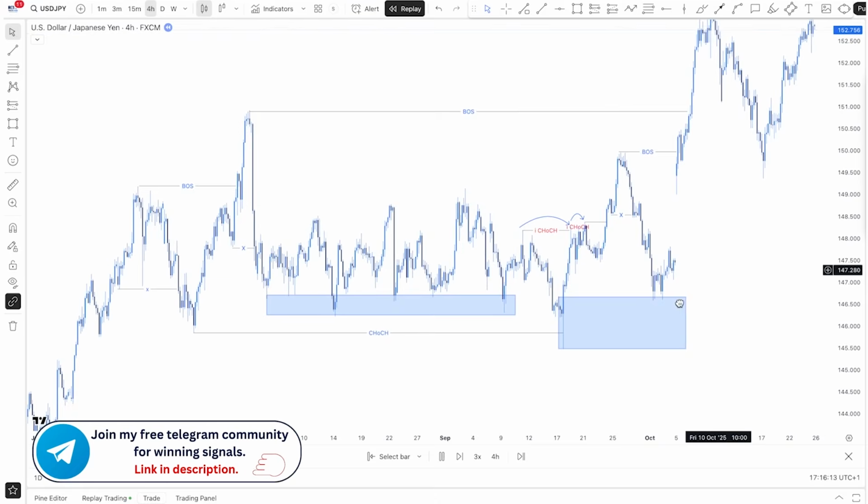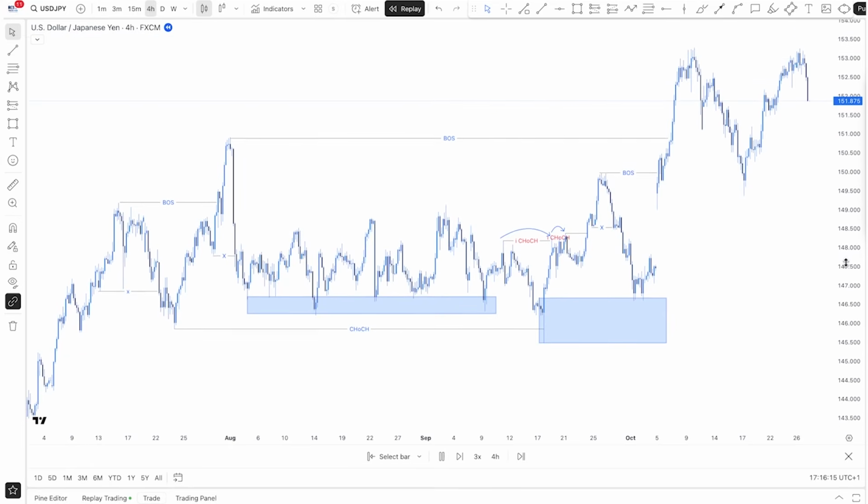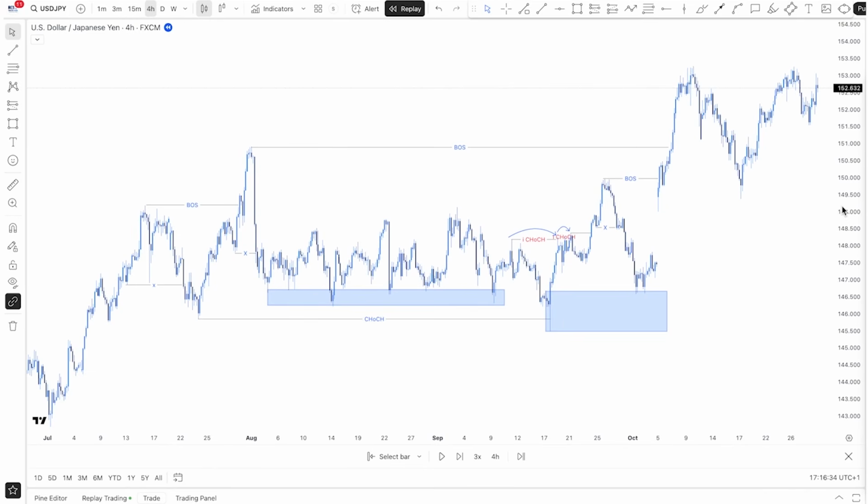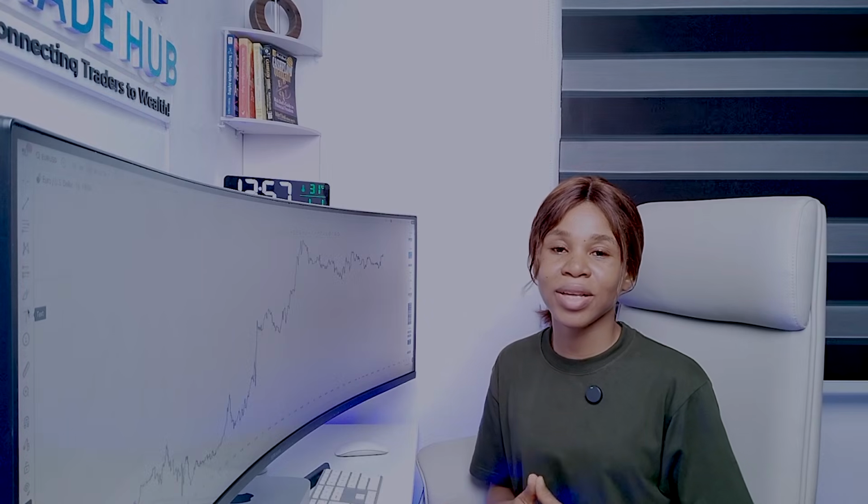So I don't want this video to be too long. I'll be wrapping it up right here. So the major thing I wanted you to know, for those who are asking, this is how to trade a continuation move when all your POIs have been mitigated. Now you know how smart money enters the trade even after all POIs are mitigated.